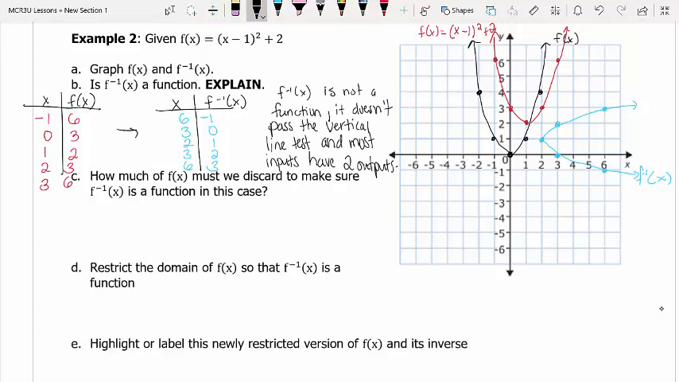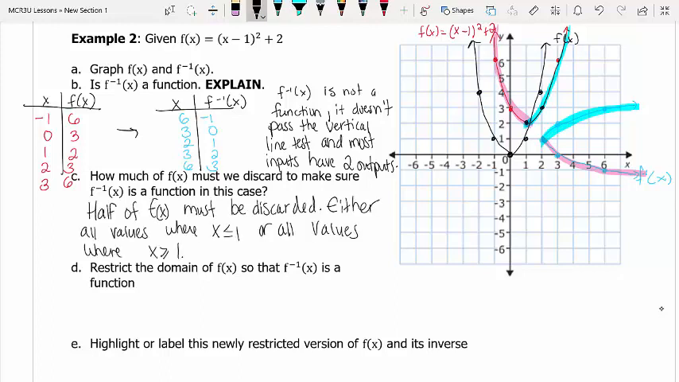How much of our original graph, so the red graph, do we need to discard, or do we need to restrict, so that the inverse is a function? Okay, and basically we can just restrict our original function to half of it. Okay, if we pick this half only, then if we were to graph the inverse, it would be just this half. And that would be a function. Every input has one output and it would pass the vertical line test. Likewise, if you wanted to restrict the original function to just that half, then your inverse would be just this line, and it also would be a function.